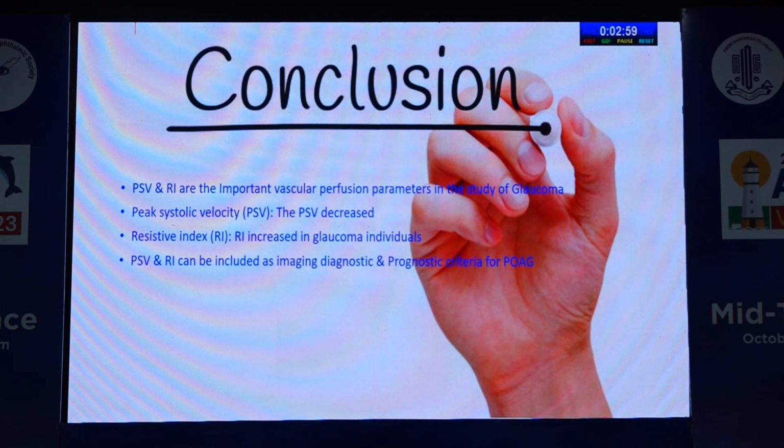In conclusion, we state that peak systolic velocity and resistive index are very important vascular parameters in the study of glaucoma: peak systolic velocity is decreased whereas the resistive index is increased. These can be included in the imaging diagnostic and prognostic criteria for open angle glaucoma. Thank you.